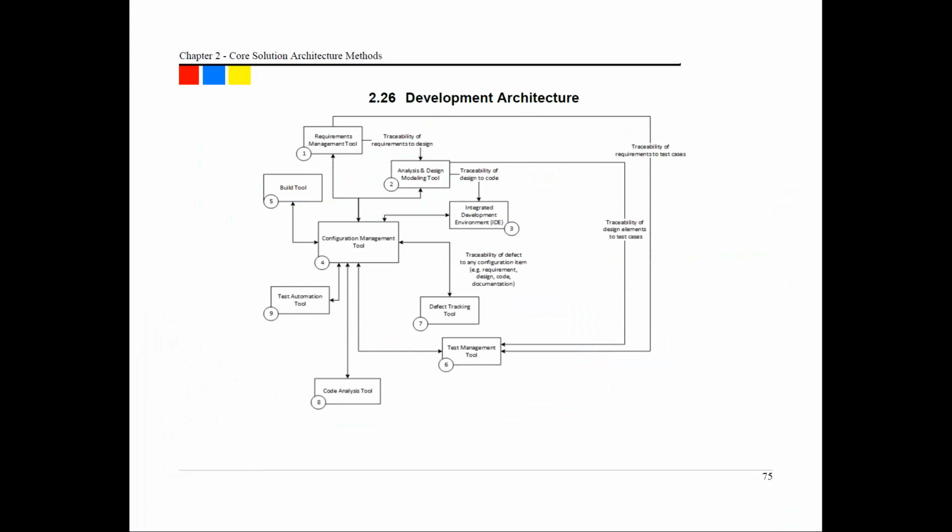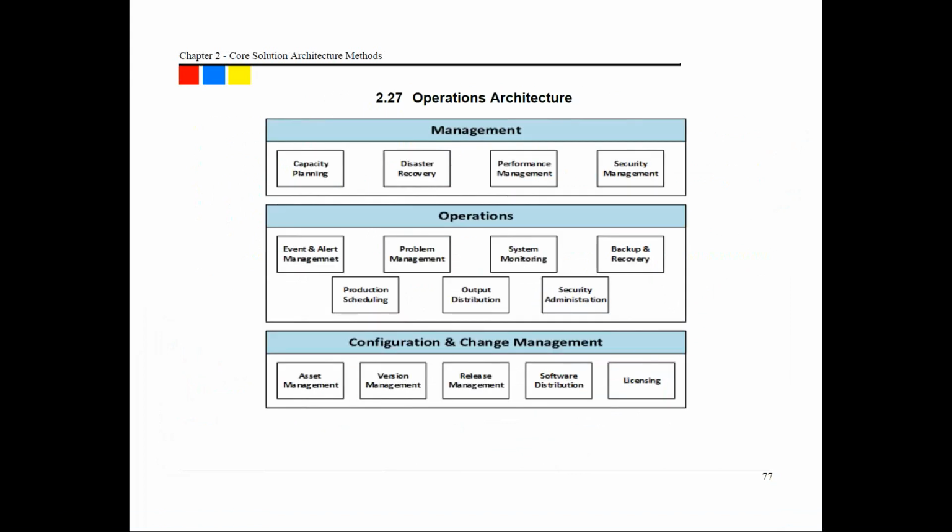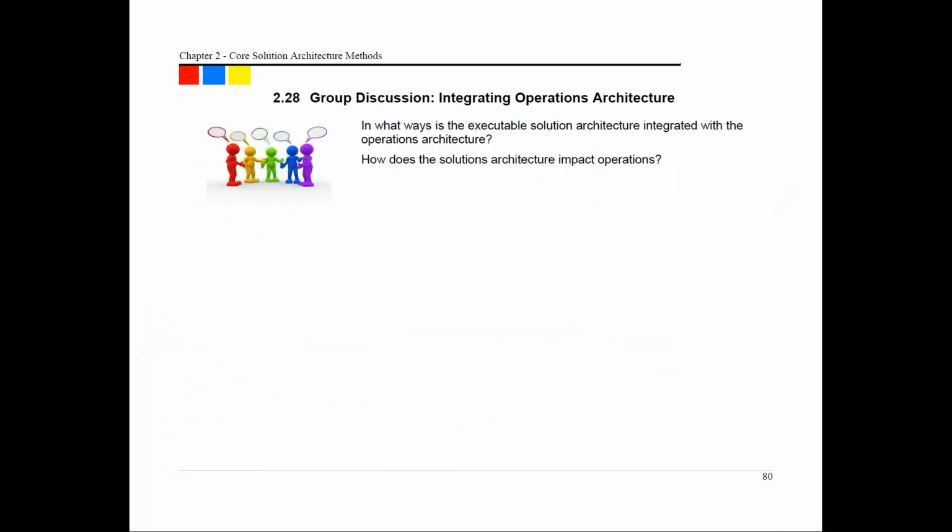Typical development architecture, and it's kind of also trending towards DevOps. You tend to have requirements management. You tend to have source code management. Tend to have a build tool or test automation tool, or as the case may be. Same with operations architecture. We need to monitor operations, but all this can be built around your solution architecture as well.